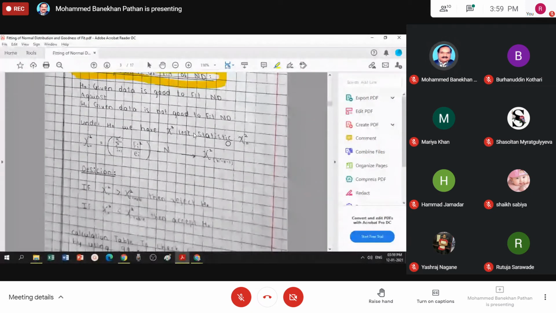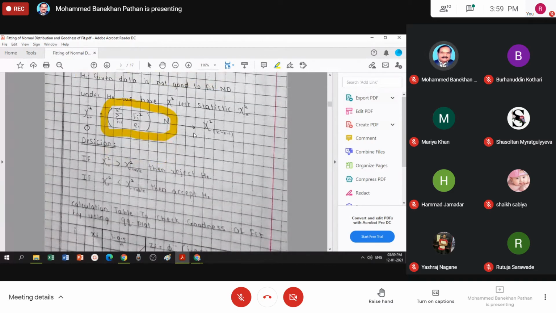Chi-square naught equals summation i from 1 to k' of (fi squared upon ei) minus capital N. This complete formula follows chi-square with k' minus r minus 1 degrees of freedom. The formula is exactly similar to what we did in the previous practical, fitting of NBD.